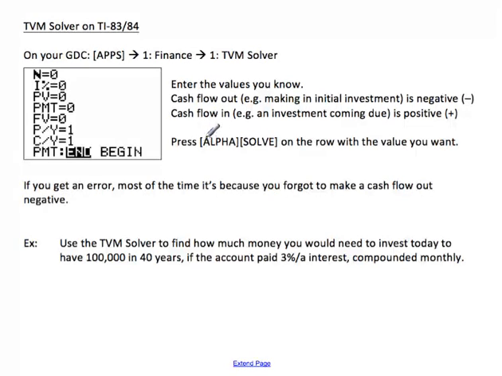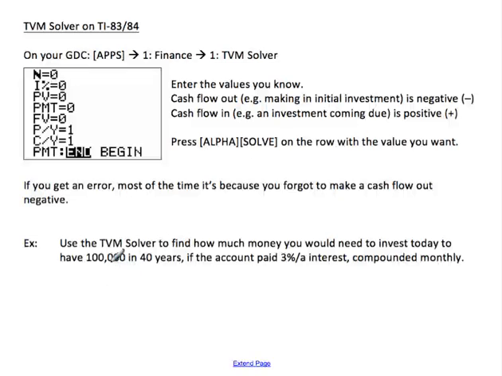You need to follow a convention where cash flow out is negative. Cash flow out would be something like taking money out of your pocket to make an initial investment. And cash flow in, money coming into your pocket, is positive, and that would be something like an investment coming due. You need to be careful also with this because if you neglect this, you'll get an error message.